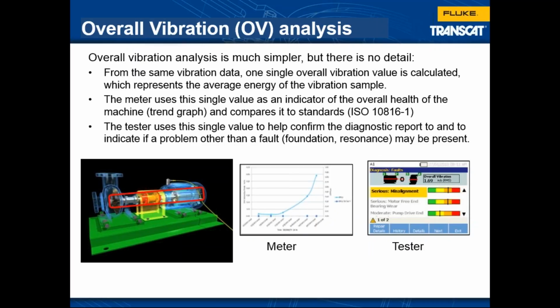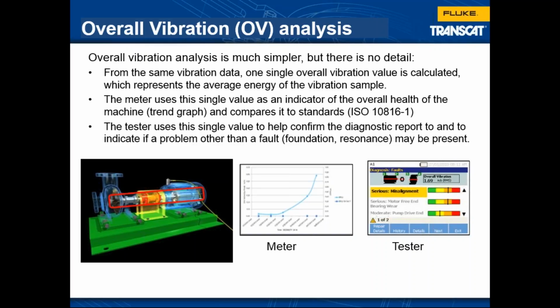Another way that we can look at vibration is called overall vibration. Overall vibration is much simpler. It's like taking all of those peaks and adding them up to just one number. And that one number is like an overall vibration. So think of that like your check engine light in your car. The check engine light says, hey, there's something wrong. You don't know what the problem is, but it tells you there's something to take a look at.